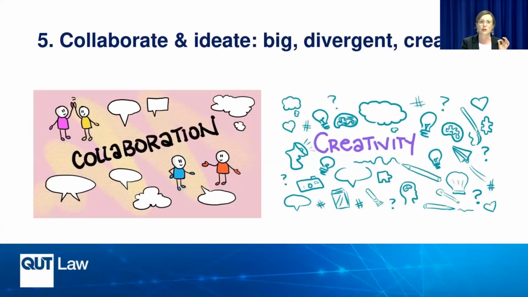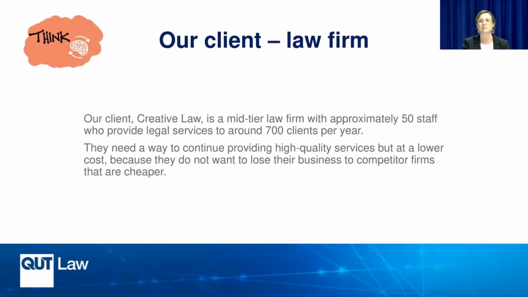So here we're going to be collaborating together and we're going to be thinking creatively. We're thinking big, we're thinking divergent. We're going further and further away from the initial problem to try to come up with ideas about how we solve it. So you can see here on our screen, our client is a law firm. Okay, so we said sometimes they're an individual. In this case, our client is actually a law firm. Our law firm is called Creative Law.